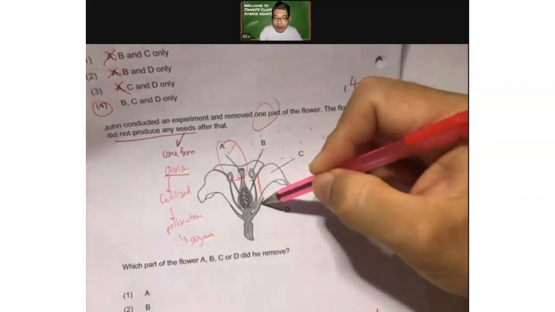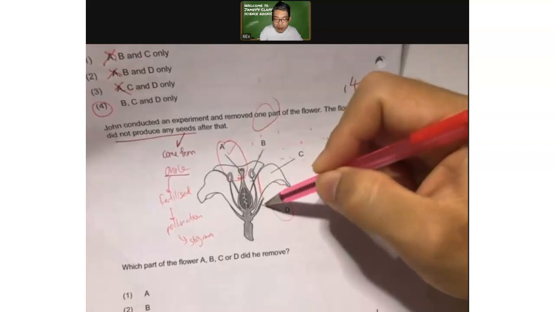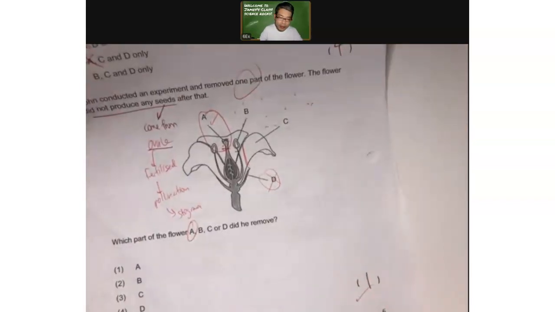This part is not in your syllabus, you don't have to worry about this, but this is nothing to do with pollination, right? So, of course, it doesn't affect it. So the answer for this, you remove part A. That's answer 1.